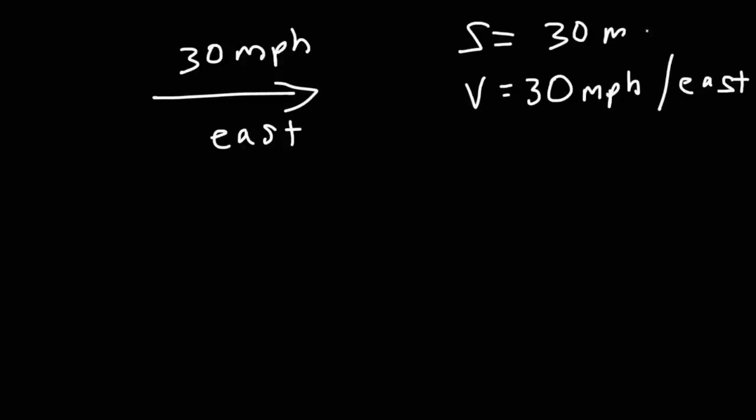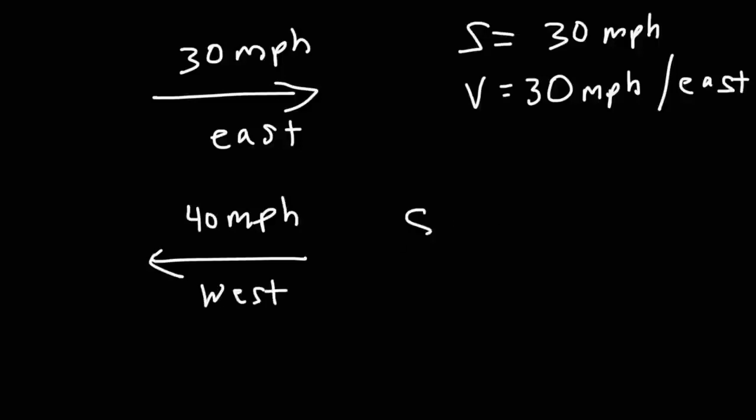The units are the same. So as you can see, velocity is speed with direction. Now let's say Jim is traveling at a speed of 40 miles per hour west. So his speed at that instant is positive 40 miles per hour. So in both cases, if a person is traveling east or west, the speed is positive.